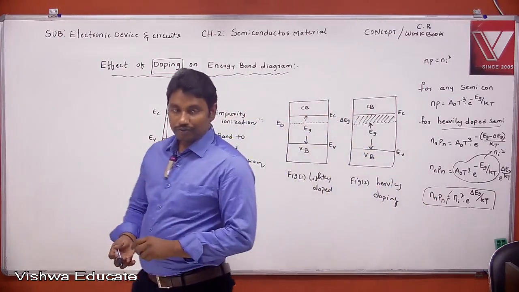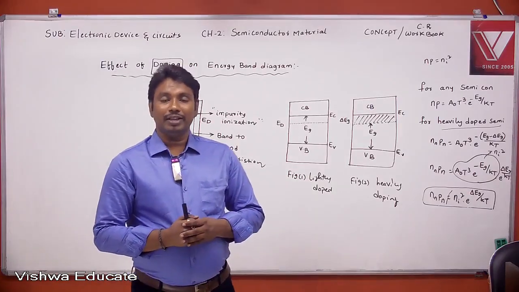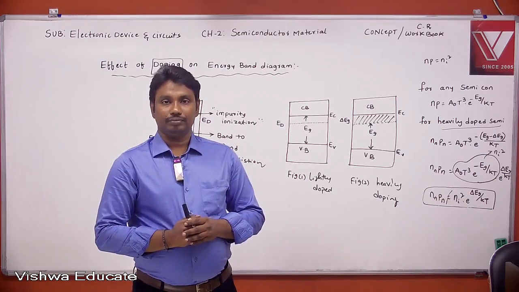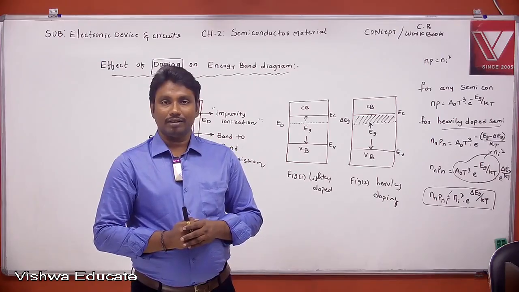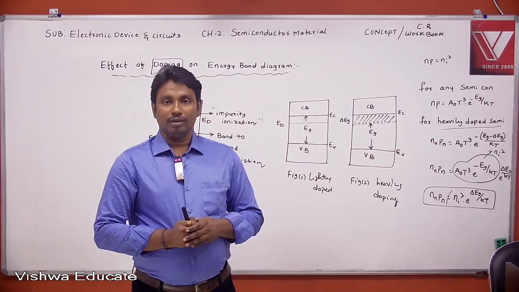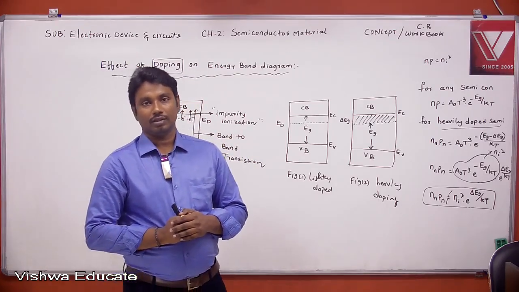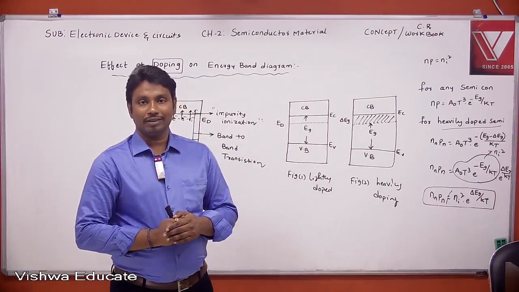Copy, write in the notes first. When the semiconductor is lightly doped, then the donor energy level is a single line.